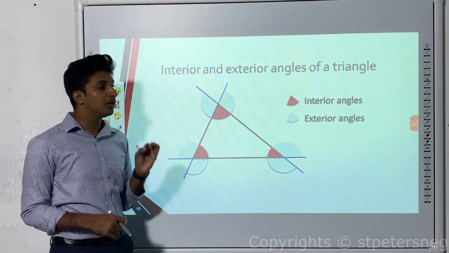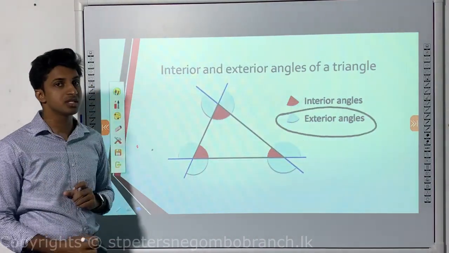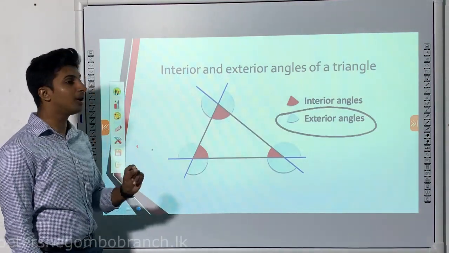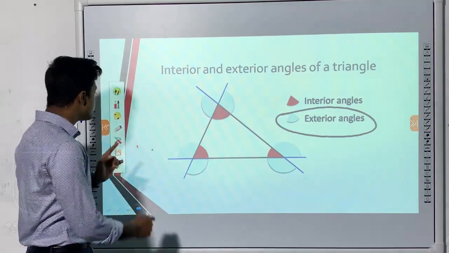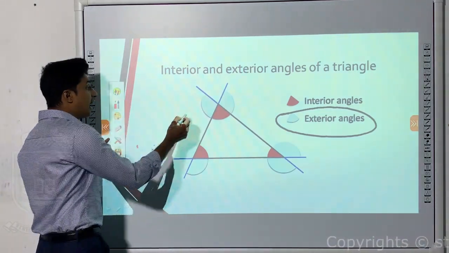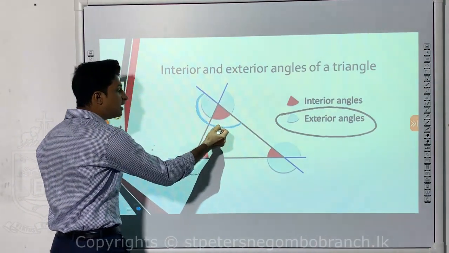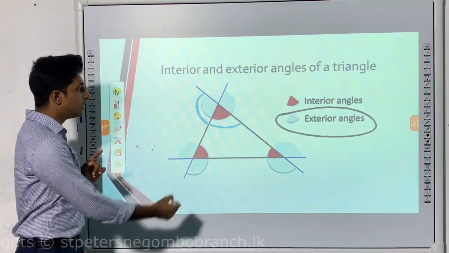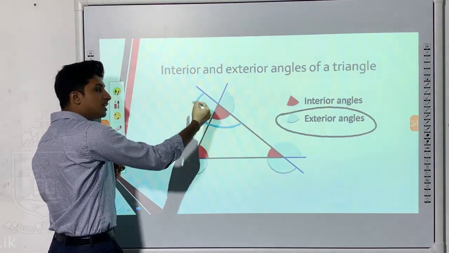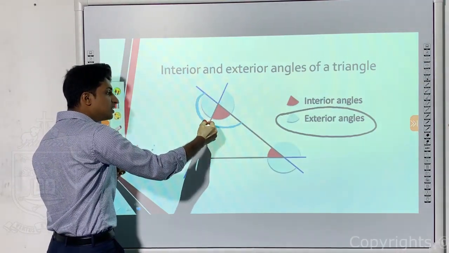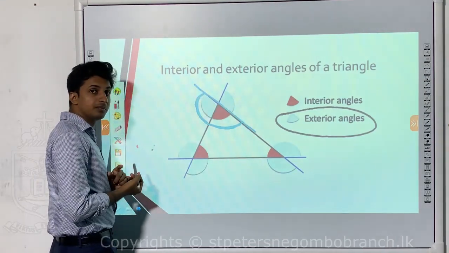quadrilateral. But when you talk about especially these exterior angles, it's very important that you understand it's not only about being outside the triangle. Always remember, an exterior angle has to form 180 with the interior angle. Look at these two angles. The red color one is the interior angle, and this is the exterior angle. The exterior angle should form a 180 line with the interior angle.